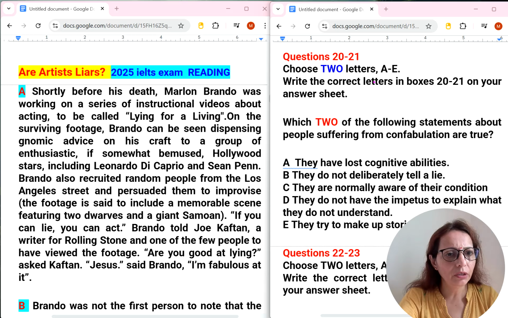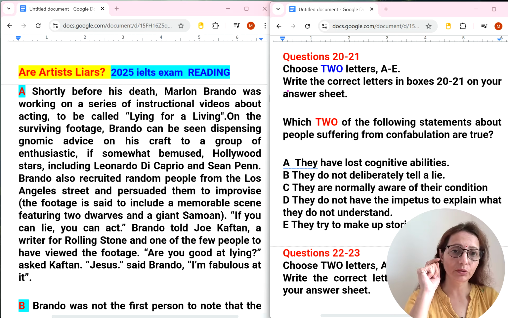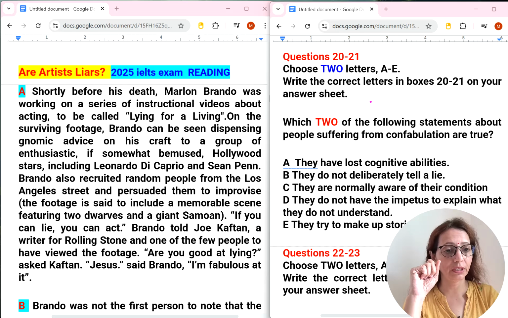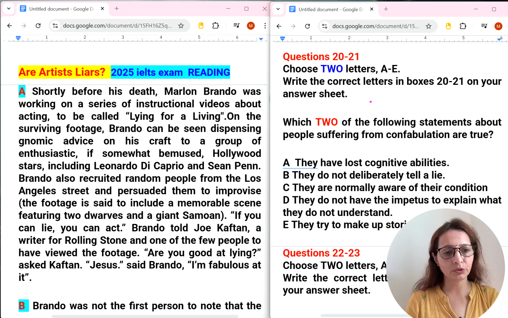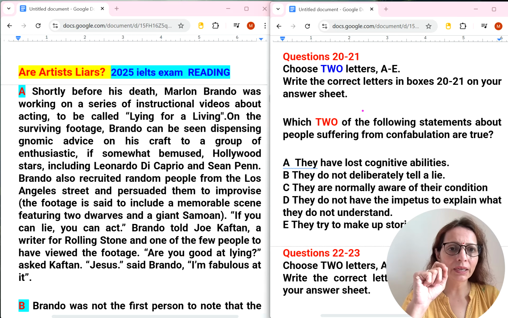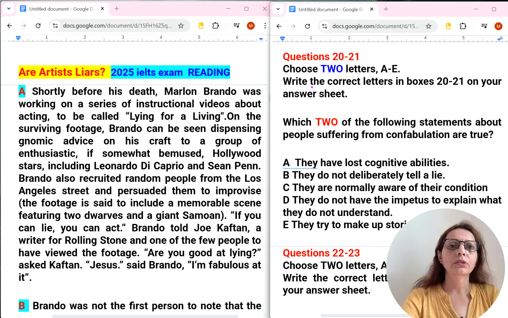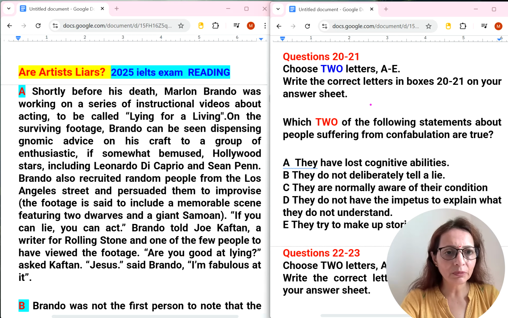Let's do 20 to 21. So you must have come to know what type of question this is. This is a multiple choice question. So let's do this multiple choice question, but this is a different kind of thing. Here we need to select two letters out of five options, but in other multiple choice questions we need to select only one option. There they have written choose a letter from A, B, C or D. It means one letter you have to choose. So let's do this kind of multiple choice question.